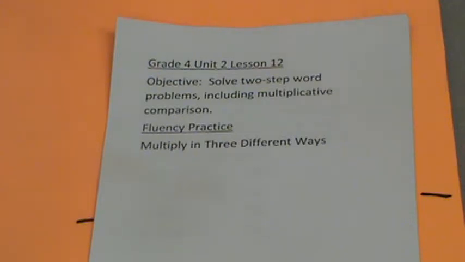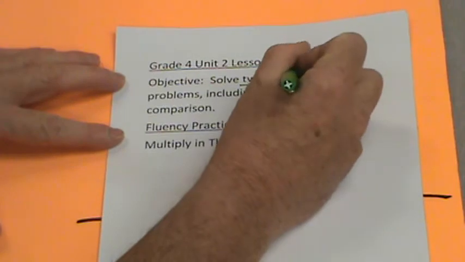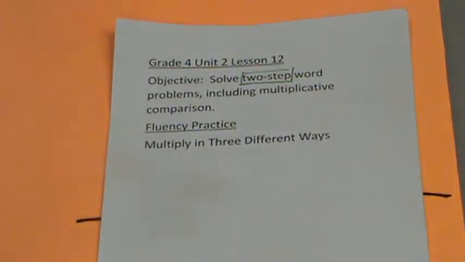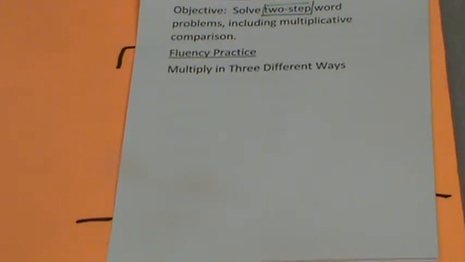Let's start off with our objective today. What is our objective today? It's right here. Solve two-step. That's the key right there. Two-step word problems, including multiplicative comparison. Let's get started with our fluency practice. Remember, two-step word problems.